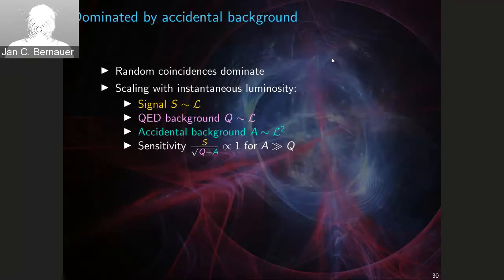Other thing is, because we are dominated by that, our sensitivity, our figure of merit, essentially does not scale with the luminosity. So as long as the accidental background dominates the QED background, we can go up and down in the luminosity somewhat and not change our reach at all.